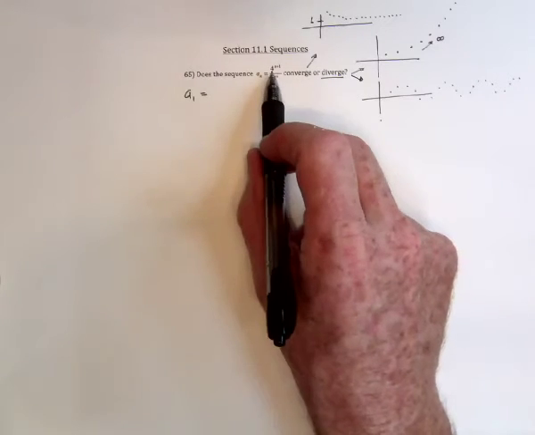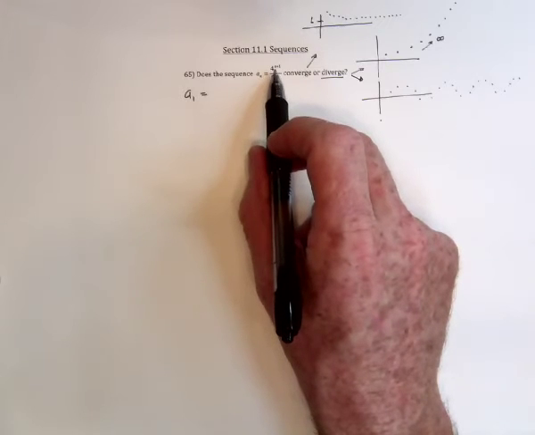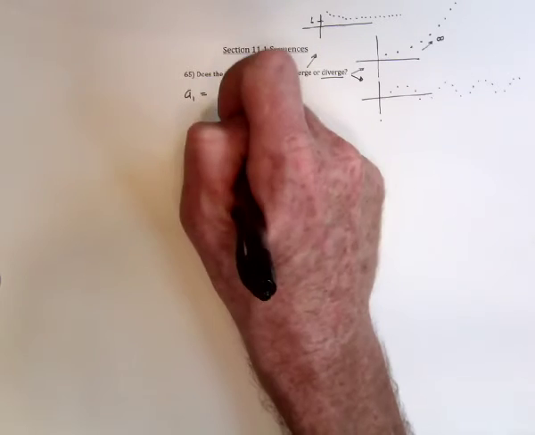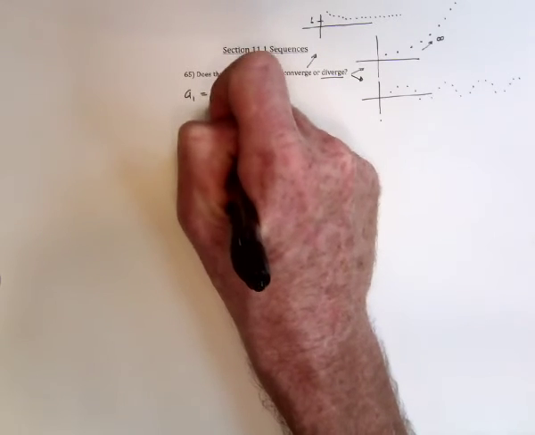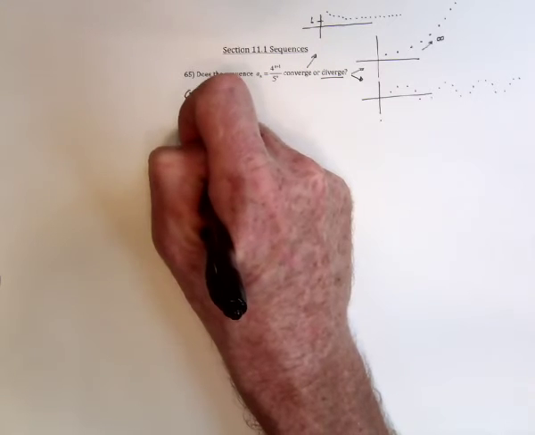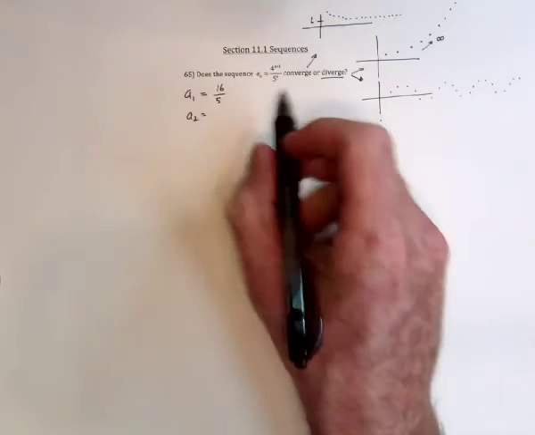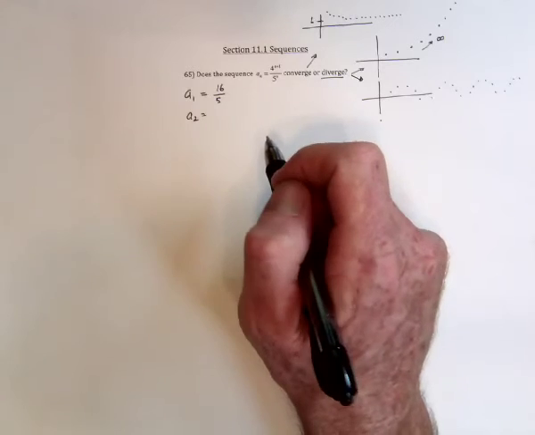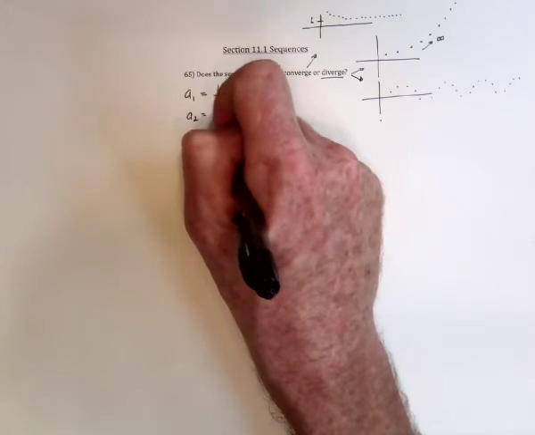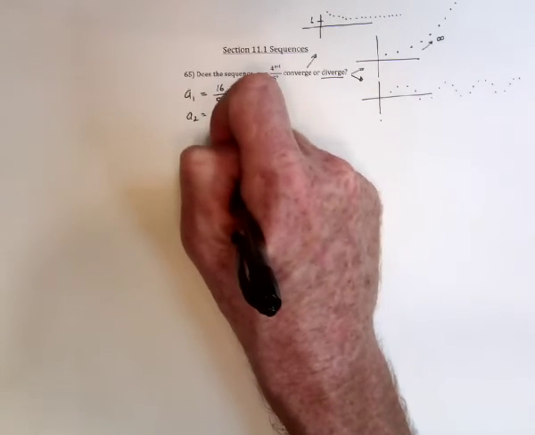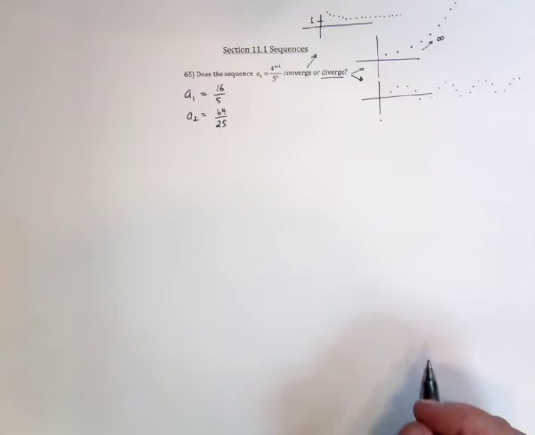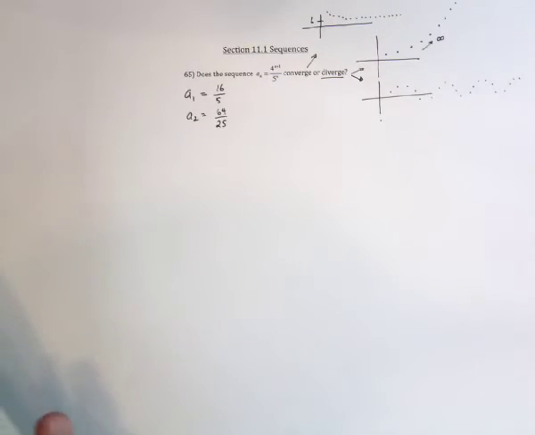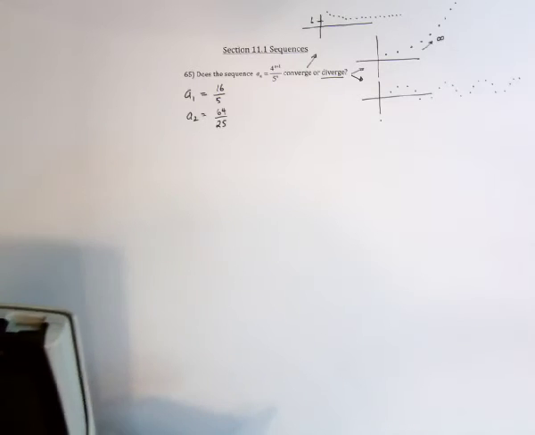a1 would mean this is going to be 4 squared over 5, so 16 over 5. And then a2 would mean plugging in 2, so this is going to be 4 cubed, which is 64, over 25. You could just do that with or without a calculator for days on end, or however long you want.